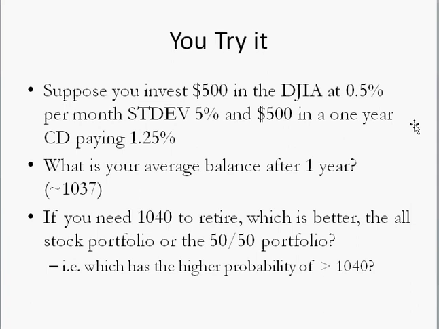Okay, so here's your chance. You've got $1,000, and you're going to invest $500 in the Dow Jones Industrial Average and $500 in a 1-year CD that's going to pay 1.25% annual. So what is your average balance after a year? That's one thing you can do. And second, you can ask, what is the probability that you'll be able to retire if you need 1,040? Should you do all stock, or should you do a 50-50 portfolio? Which has the higher probability of reaching 1,040? That's something for you to try.